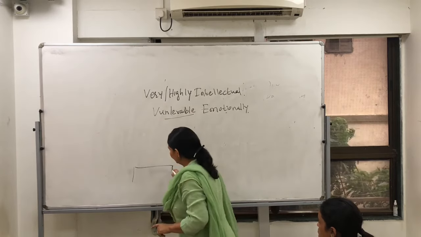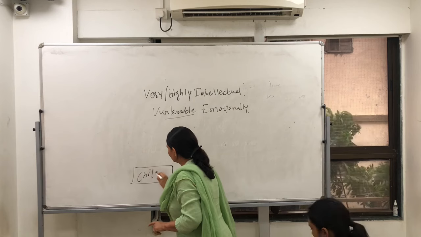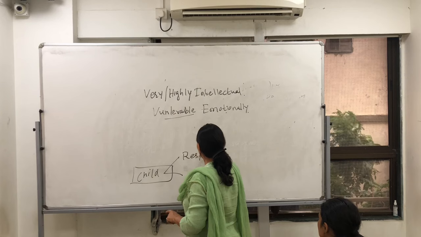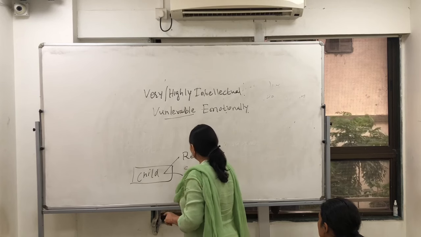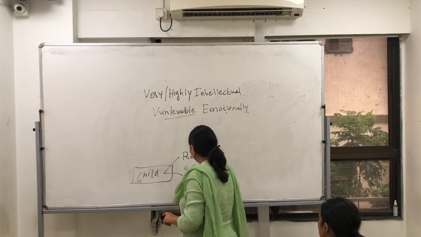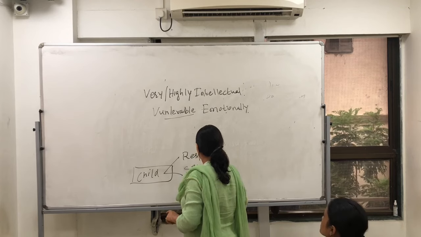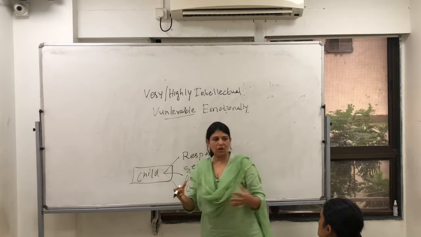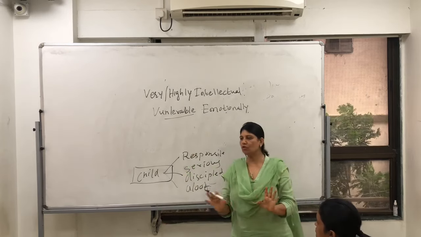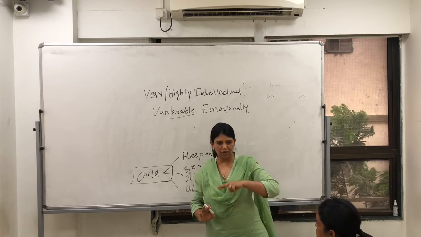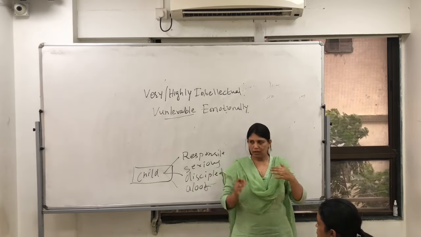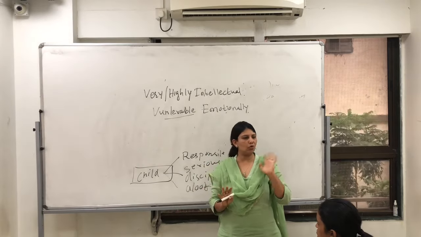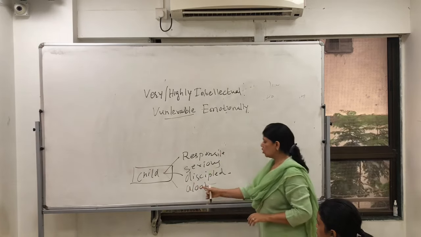So as a child, you can see Aurum is highly responsible, serious, disciplined, aloof. Aloof means he will not easily make friends. Aurum doesn't want to make a friend, because to make a friend you have to become expressive, otherwise you could not make a friend. But Aurum doesn't want to. So Aurum is always aloof.